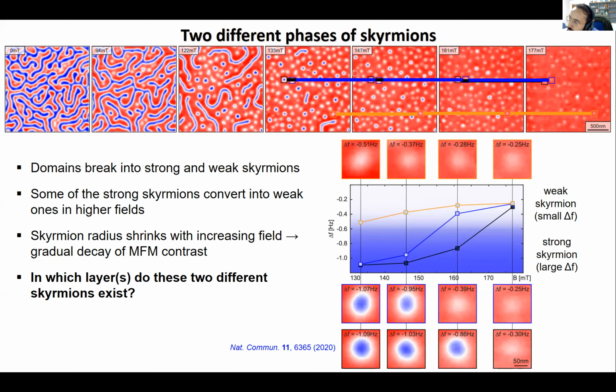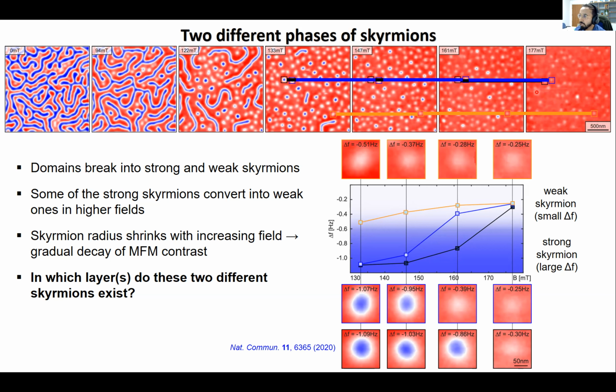Okay. So there is kind of a phase where there is a coexistence of more bright and less bright states. And at some point, all of them turn into less bright. And if we increase the field further, all the skyrmions will annihilate. Now, what are we observing here? So this is just an MFM observation. So we are sure we are observing two different states of skyrmion.